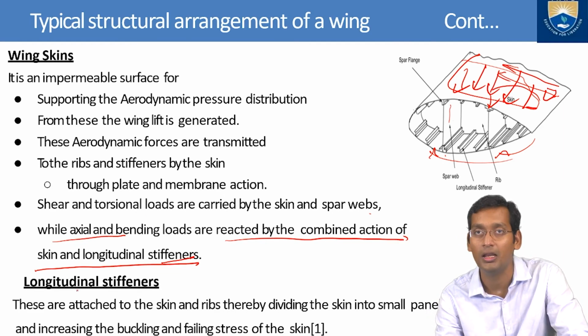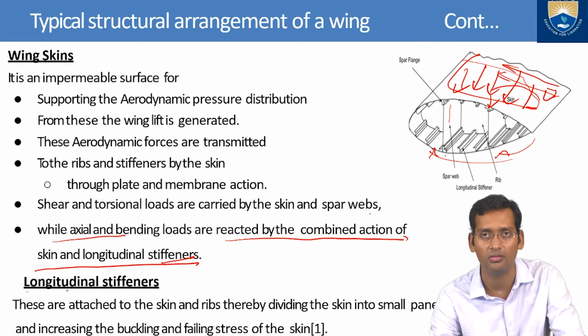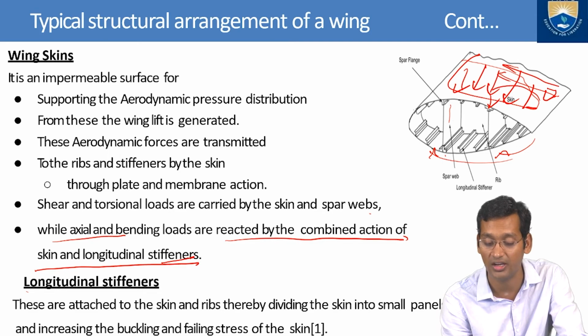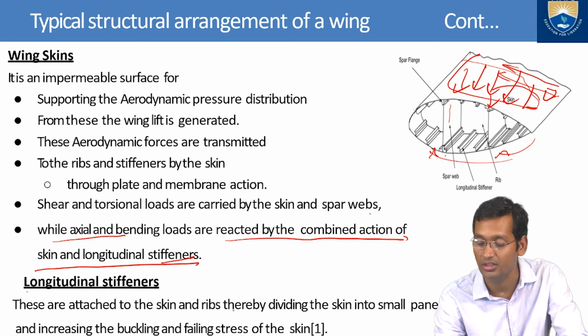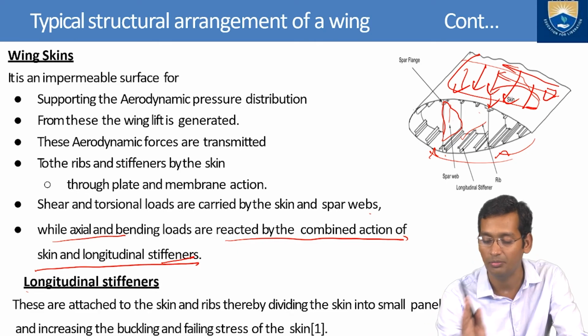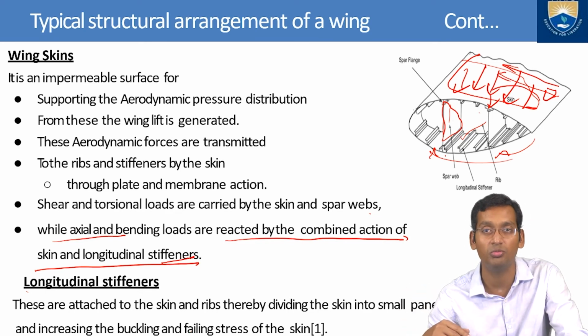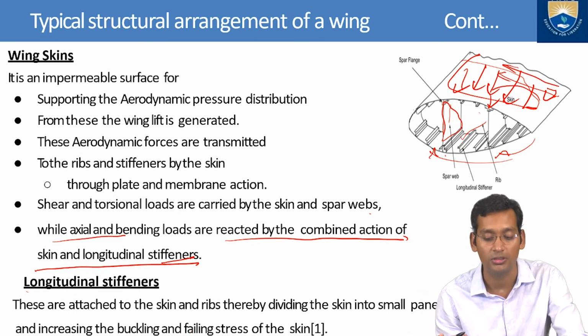Now the longitudinal stiffener. It is simply a longitudinally connected stiffener. Just see, these are attached to the skin and ribs, thereby dividing the skin into small panels. Forming these small panels increases the buckling and failing stress of the skin. Because of that, the skin can sustain more stress before it buckles.